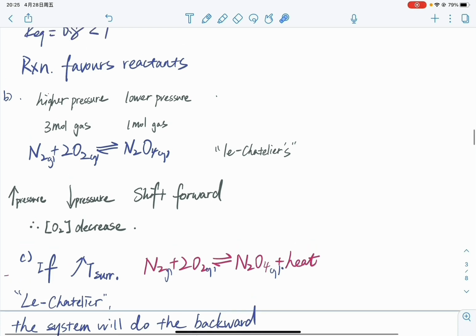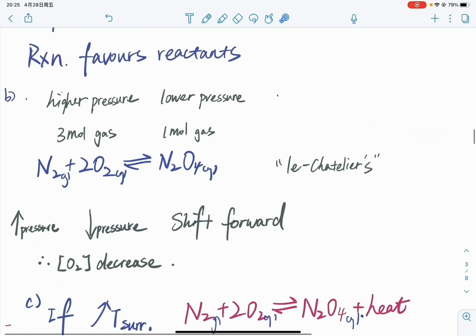It asks us what will happen if we increase the pressure of this reaction, so what will actually happen to the concentration of O2. Basically, according to Le Chatelier's principle, if we increase the pressure of the reaction, it wants to decrease the pressure of the system. We can see that on the right side we only have 1 mole of gas, but on the left side, for the reactants, we have 3 moles of gas, which means the reaction is going to shift forward in order to produce fewer moles of gas for the lower pressure, because we increase the pressure, so it wants to lower the pressure. So it goes where it has fewer moles of gas to produce N2O4.